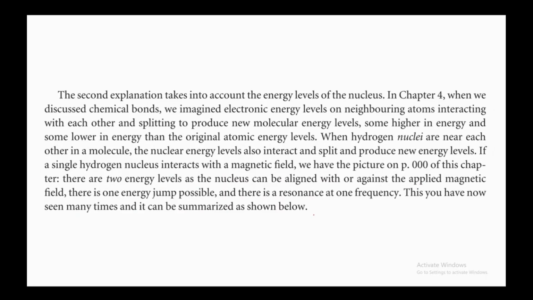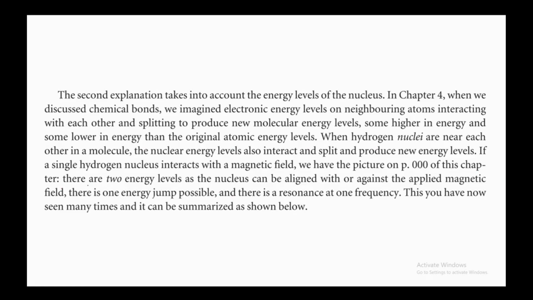The second explanation takes into account the energy levels of the nucleus. In chapter 4 of this Clayden book, when we discussed chemical bonds, we imagined electronic energy levels on neighboring atoms interacting with each other and splitting to produce new molecular energy levels, some higher in energy and some lower in energy than the original atomic levels. When the hydrogen nuclei are near each other in the molecule, the nuclear energy levels also interact and split to produce new energy levels. If a single hydrogen nucleus interacts with a magnetic field, we have this picture.